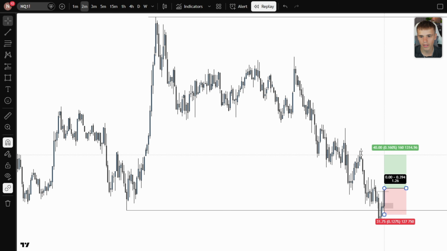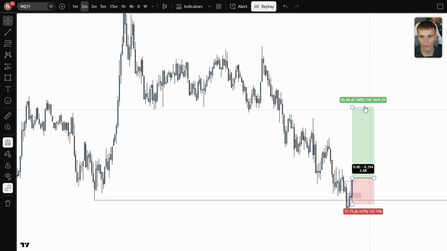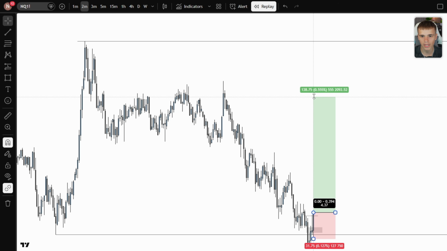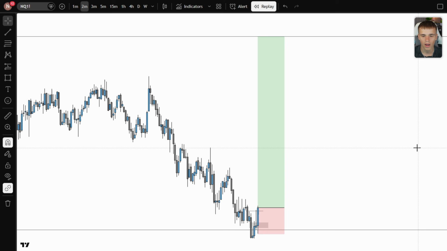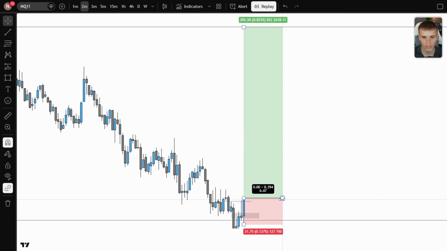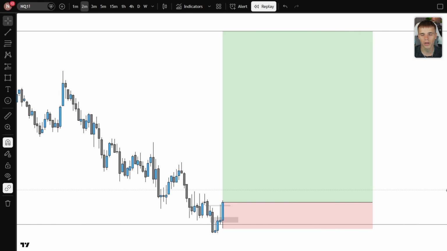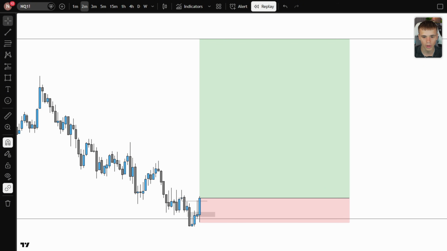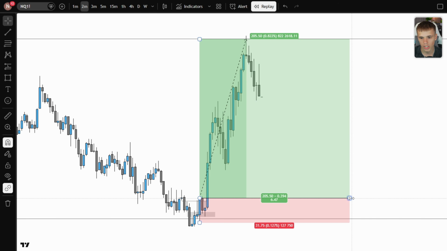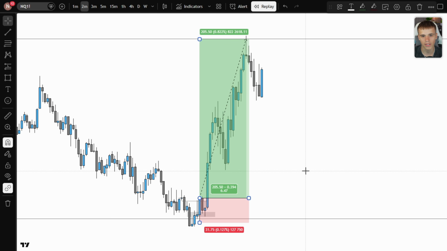And then we can target any of these lows right here, or we can even target this biggest high right here. That was the range high. Of course, it's going to be a huge risk to reward, and a lot of the times the market is not going to have that much power. But let's see how this trade, for example, is going to play out. So this trade actually ended up hitting the take profit.